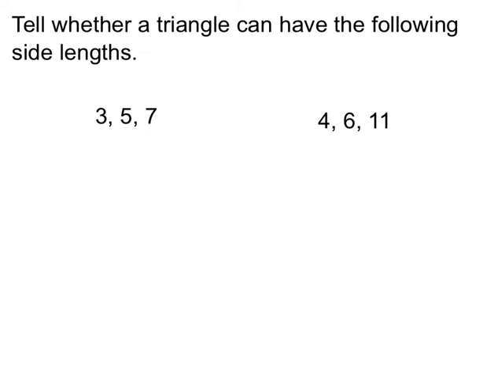Now, I want to look at this and tell whether a triangle can have the following side lengths. In order to do this, I add my two smallest side lengths together and compare it to my largest. So 3 plus 5 is 8, and that's greater than 7. So yes, it can be a triangle.